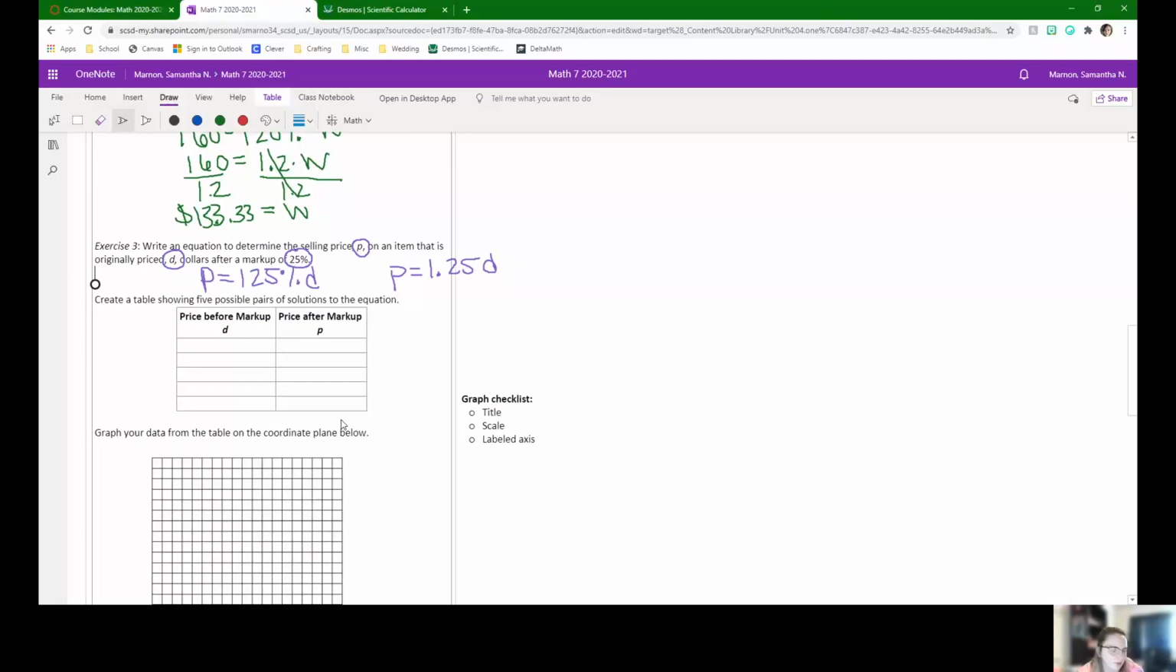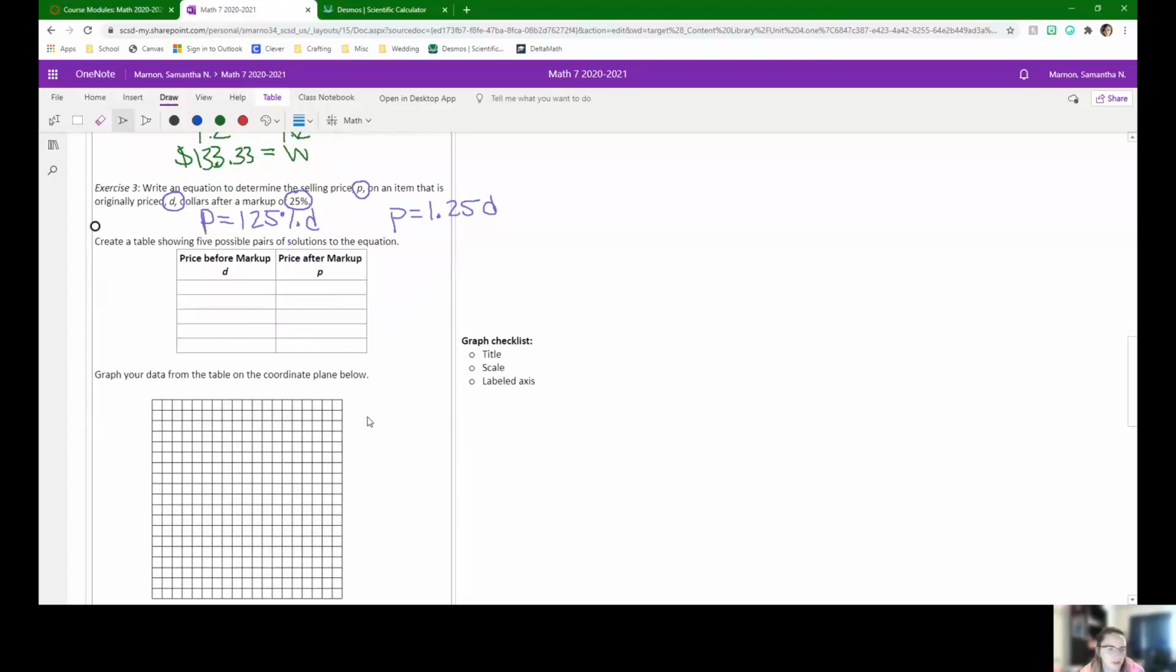So now it says create a table showing 5 possible pairs of solutions to the equations. So you're just going to pick some prices. So I'm going to do, let's see, what can I do? It's easy. Let's do 50. Let's do 100, 150, 200, and 250. So you can pick whatever prices you want. I'm just going for nice round numbers. If you want to pick wacky numbers, you can. So these are all the prices before markups. So this is going to be the D in this equation. So let's actually just highlight this. Let's do different colors. So these are all that part of the equation.